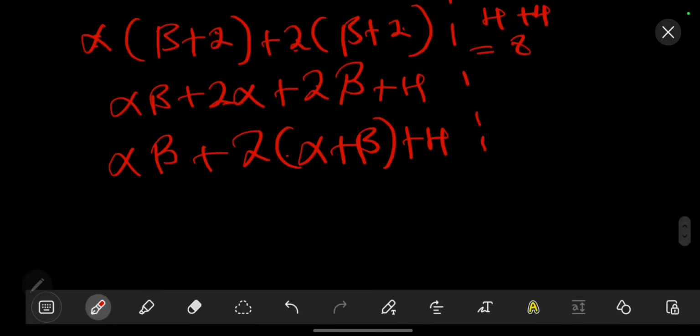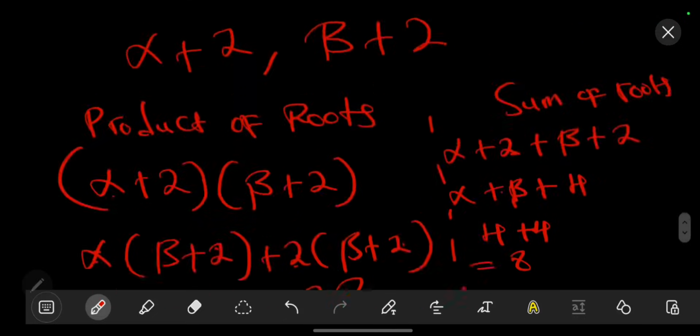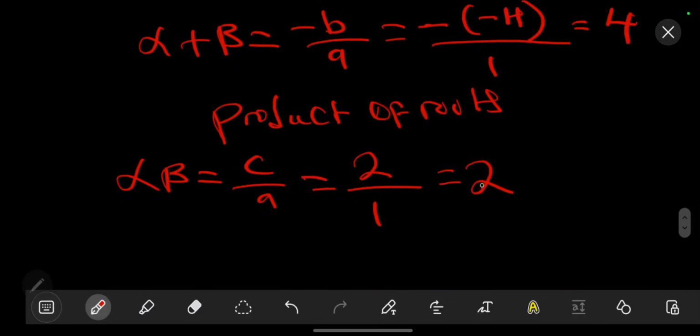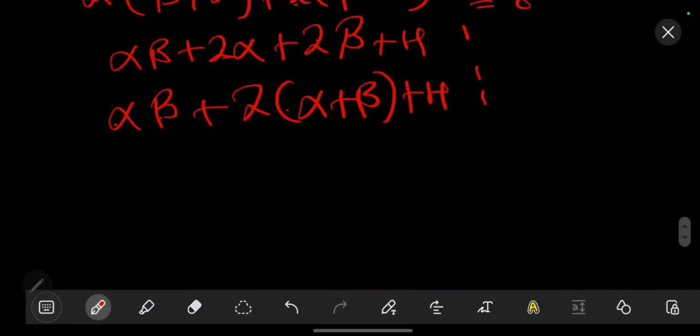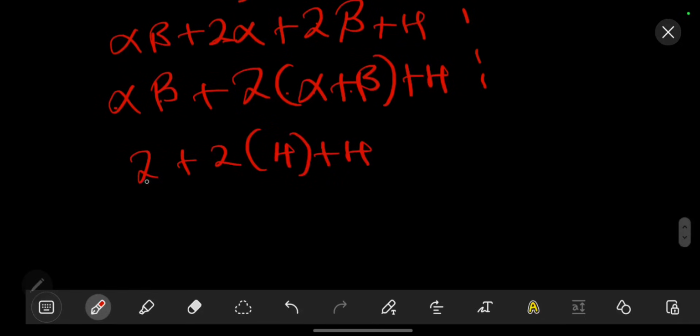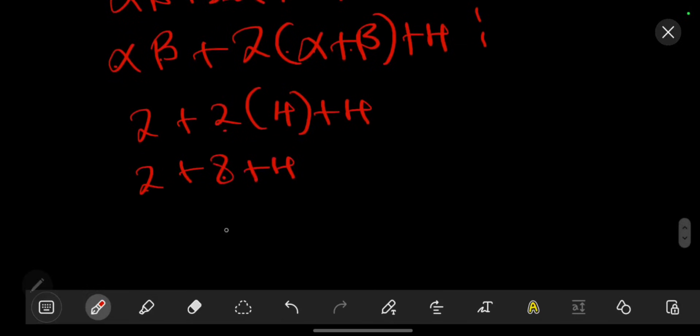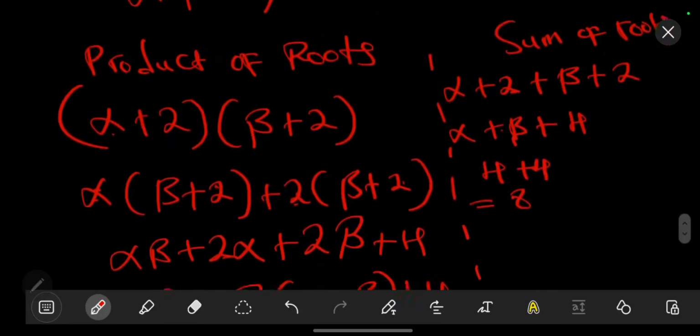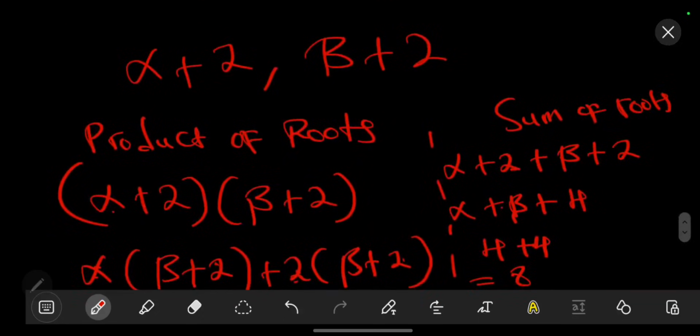So remember, we are on our product. Wherever we see alpha beta, we said that it is equal to 2. So this is 2 plus 2, and alpha plus beta is equal to 4, then we have plus 4 there. So 2 by 4 gives us 8 plus 4. So 2 plus 8 gives us 10, plus 4 gives us 14. So this is the product of roots, and this is the sum of roots.